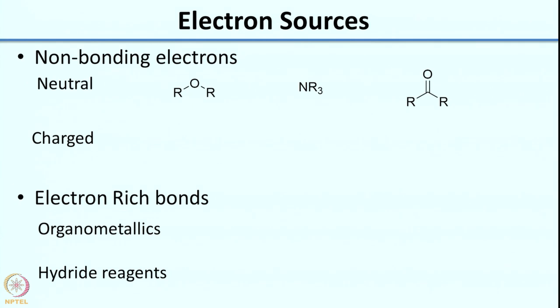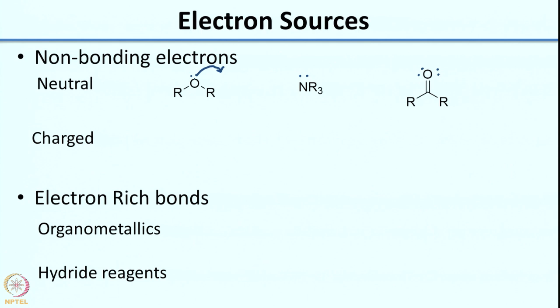You can have neutral sources of electrons. In this case you have the nitrogen lone pair, the oxygen lone pair, the nitrogen lone pair, all of these would be your electron source. So when you actually draw mechanisms, you will be drawing such that this would be your source, your lone pair.